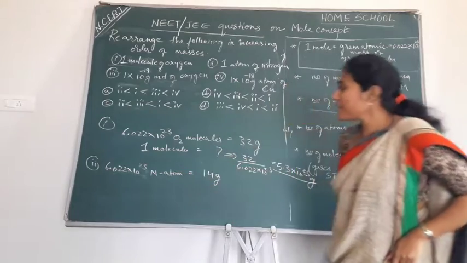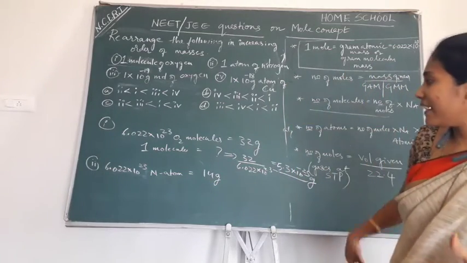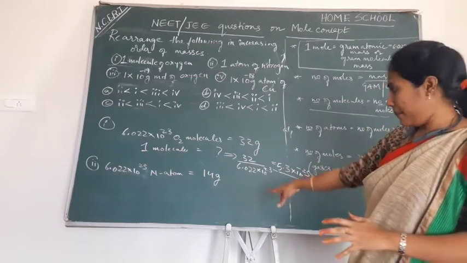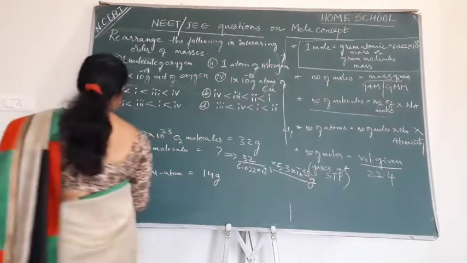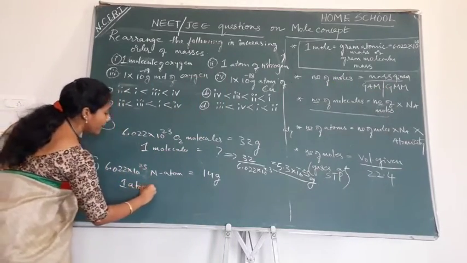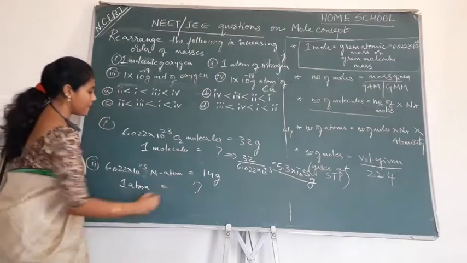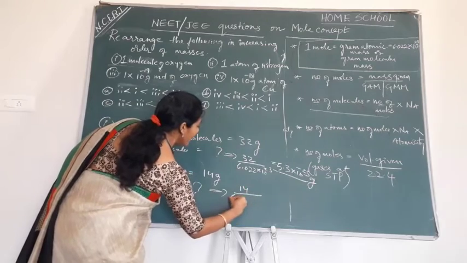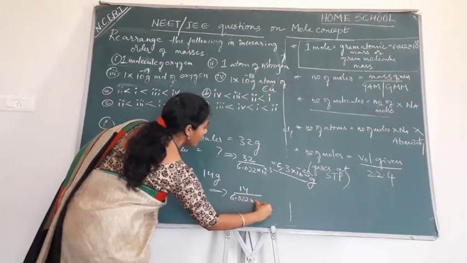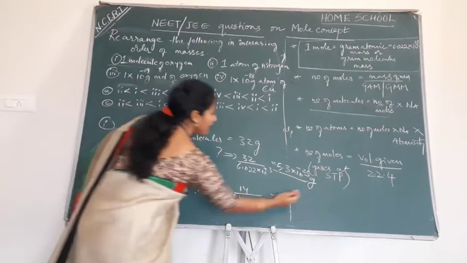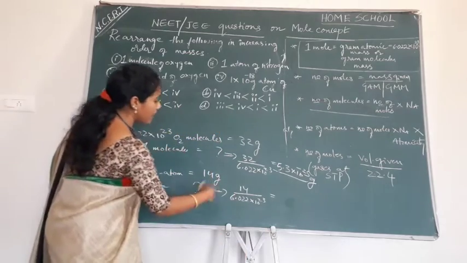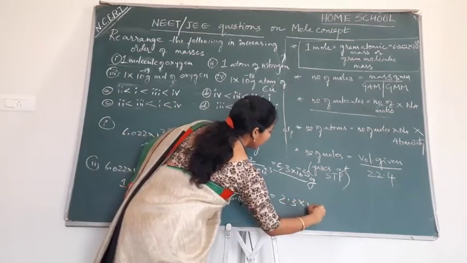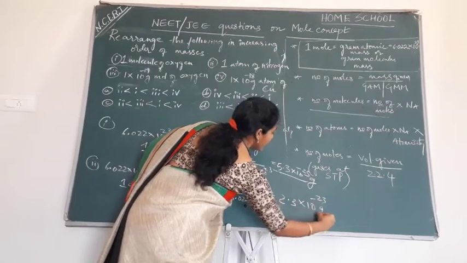Okay, so 6.022 into 10 to the power of 23 nitrogen atoms has how much mass? Which is equal to its gram atomic mass, that is 14 gram. So 1 atom has how much mass? Just a cross multiplication, that is 14 divided by 6.022 into 10 to the power of 23, which will be almost around 2.3 into 10 to the power of minus 23 grams.